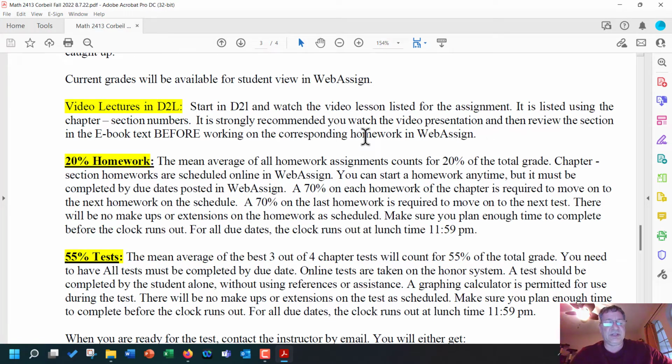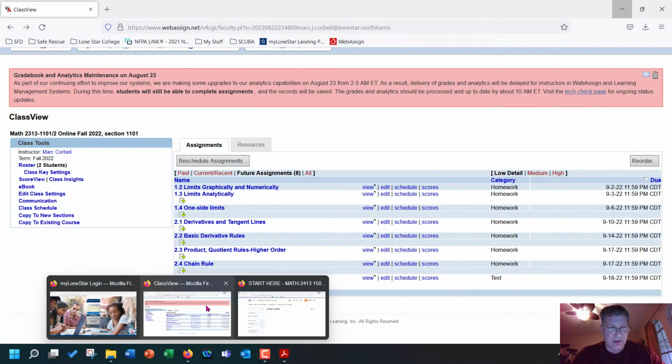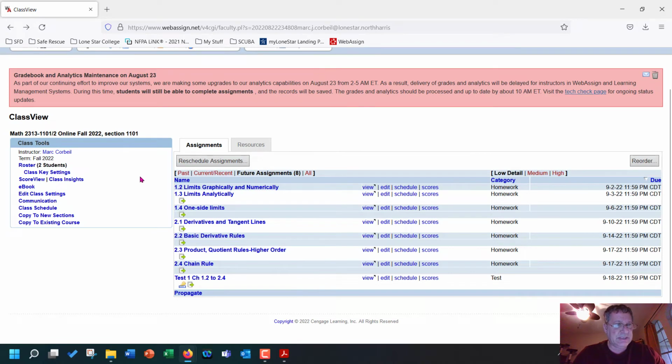It's listed under the chapter by section numbers, and it really is suggested that you watch the video before you do the homeworks, not afterwards. So you want to look at the videos before you do the homeworks. Take a look at some of the examples in your textbook. That's also really recommended, and you can look at that in the e-textbook, and then you can go and try the homeworks on WebAssign.